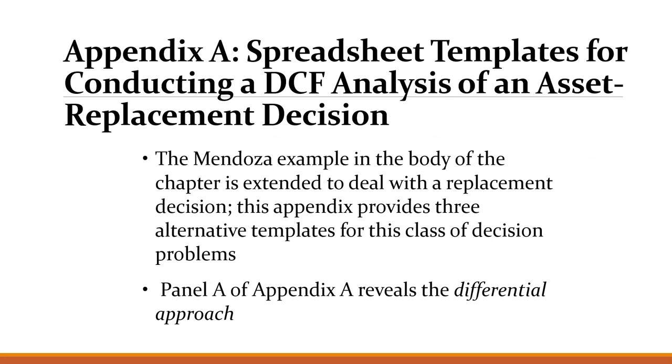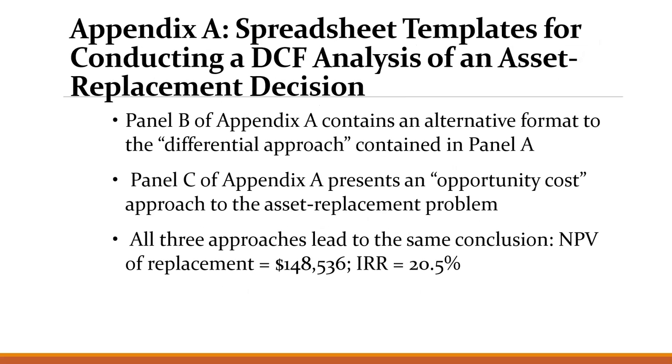So we also look at using spreadsheet templates for conducting a discounted cash flow analysis of an asset replacement decision. So we have this example where we're looking at a replacement decision for an asset. So what we're looking at is what are the different options as part of this replacement decision. So in the appendix, we have a differential approach.